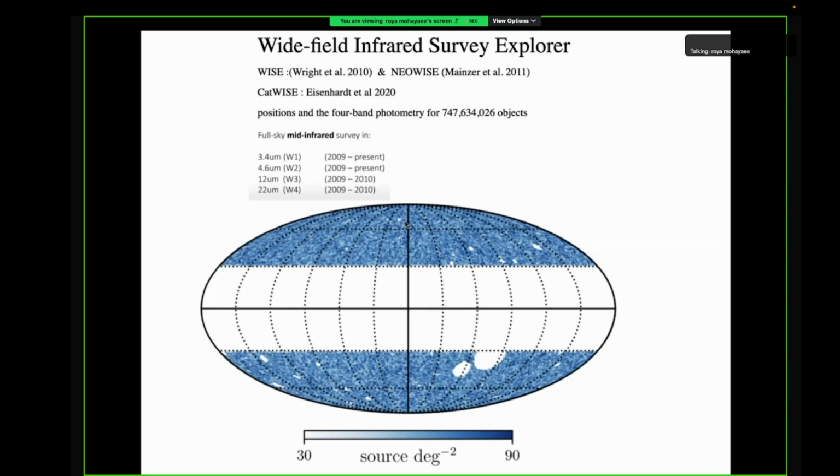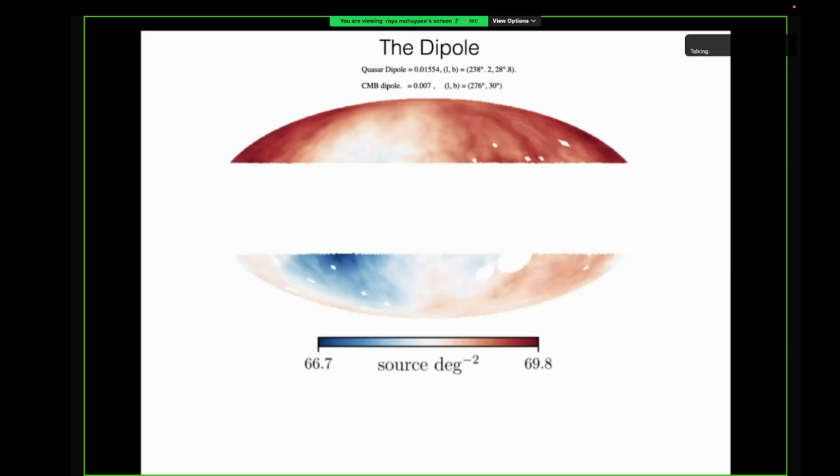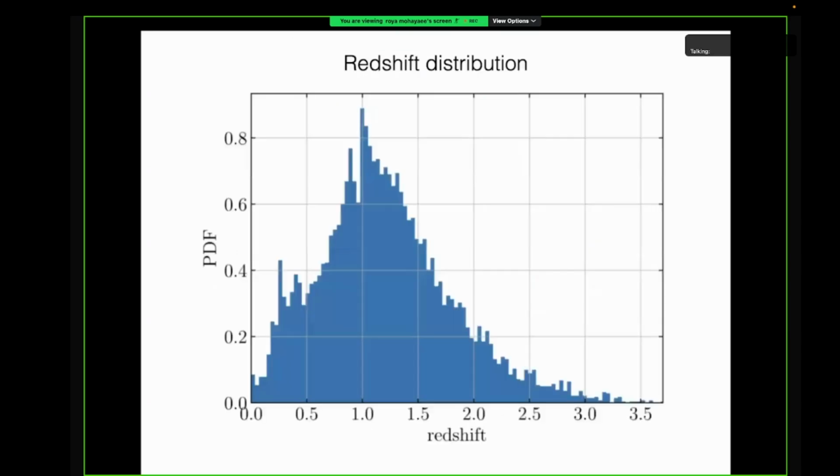Now if I just smooth the number of these sources, I immediately see some sort of a dipole. This was very encouraging for us. We saw a dipole just by smoothing the density field, and then we went further to do the analysis. This is the redshift distribution of the WISE sources. You see more than 90% of the sources are above redshift of 0.1, and many are above redshift of 1. This is what we want, right? We want to explore the universe at very high redshift.